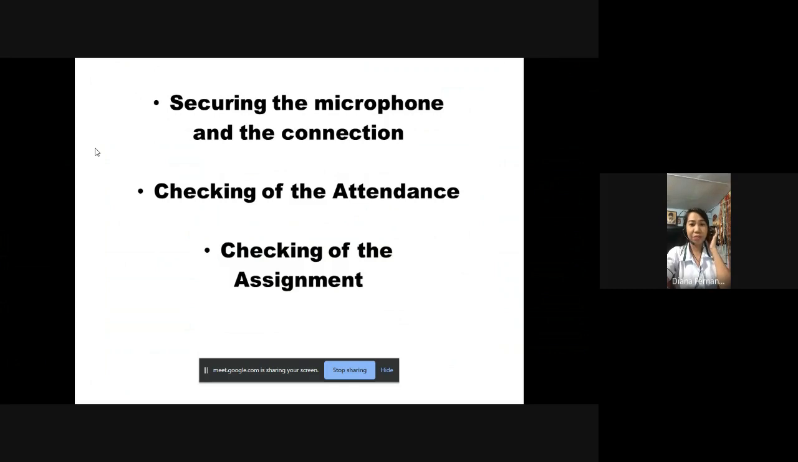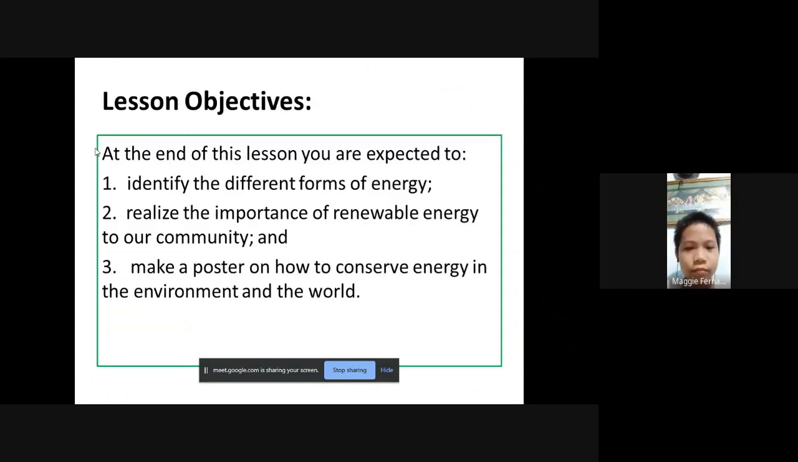Checking of the assignment. I did not give you any assignment last time, so let us proceed to our next topic. Are you ready with our lesson for today? Okay, so let me read to you the lesson objectives.